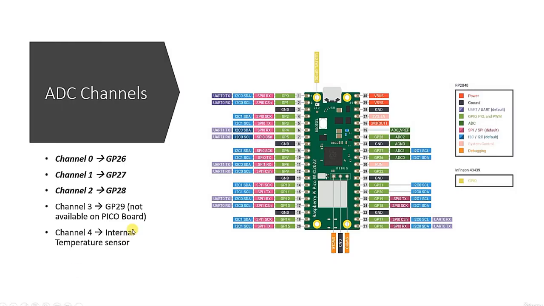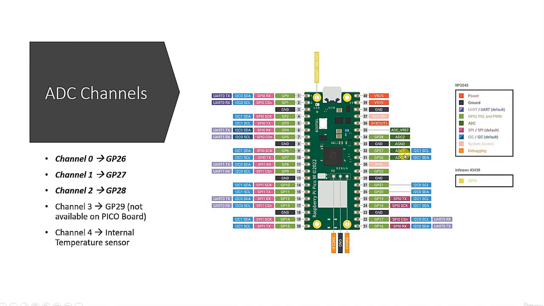Now, if you look at the pins, as said, channel 0, channel 1, channel 2. That is GP26, 27 and 28. These are the pins available for using ADC inputs: ADC 0, ADC 1 and ADC 2. GPIO 3 is not available on the Pico W board and channel 4 is given to the internal temperature sensor. So these are the three channels available with us, and we can experiment with these three channels as we want.